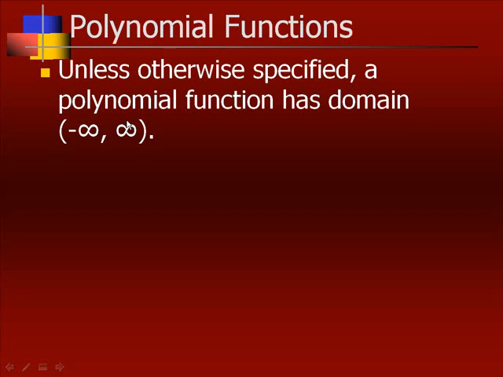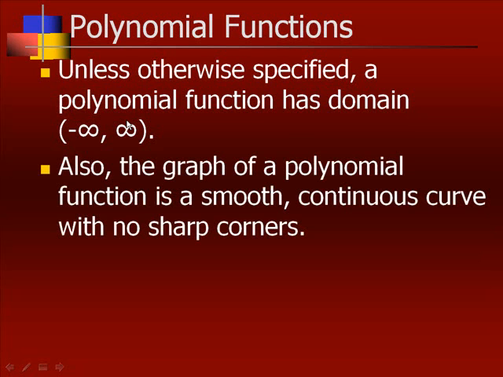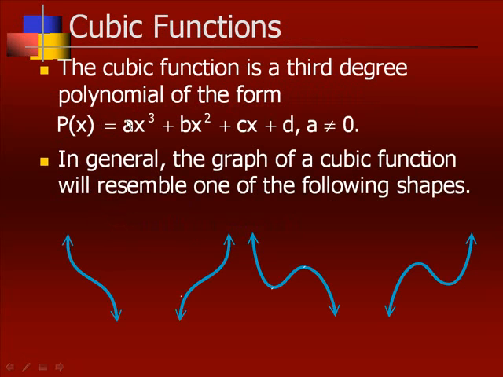Unless otherwise specified, a polynomial function has a domain from negative infinity to positive infinity. Also, the graph of a polynomial function is a smooth, continuous curve with no sharp corners.